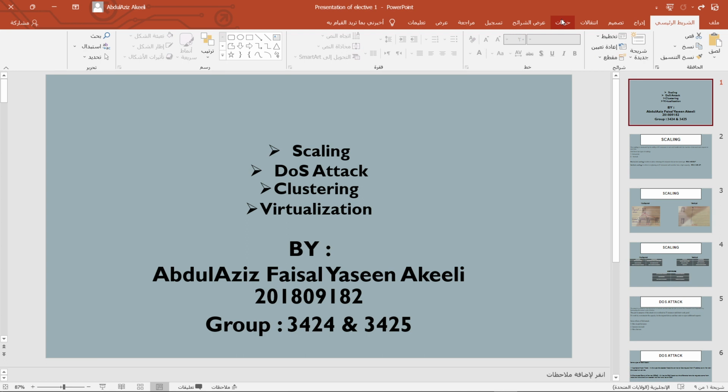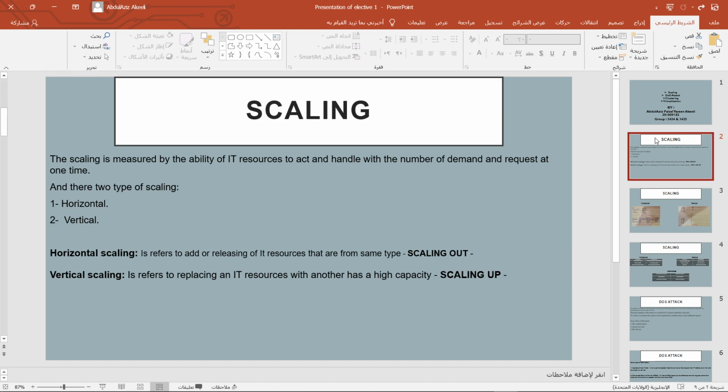First of all, everything here in the slides is from the definitions, and the descriptions are from my mind and from what I understand from this material, Doctor. Today we have four subjects: scaling, DOS attack, clustering, and virtualization. The first one we have is scaling.